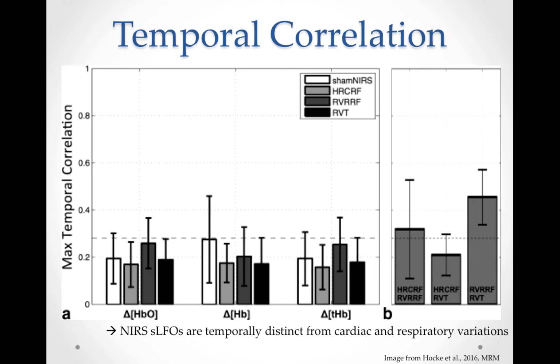Here you see this adjustment of the threshold, which values below accounted for spurious correlation, as we call it, represented as the dotted line in the graph. Maximum temporal correlation from the cross-correlation are on the y-axis, and the NIRS comparisons on the x-axis. NIRS oxy, deoxy, and total hemoglobin is compared with the 3 low-frequency models, HRCRF, RV-RRF, and the RVT method, and they're all in dark colors.